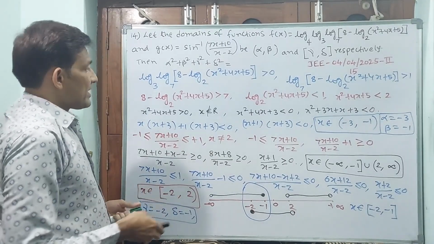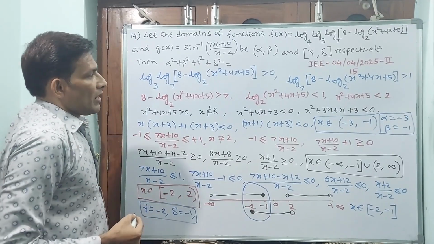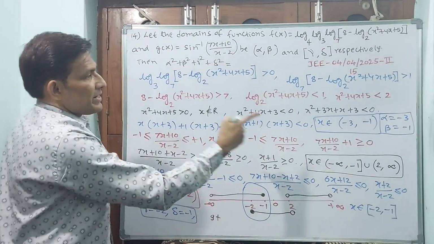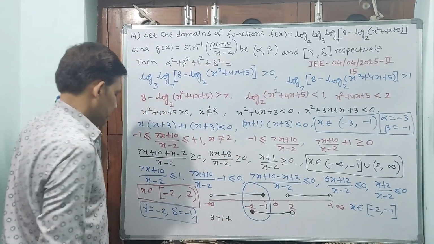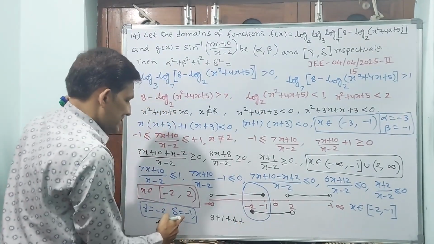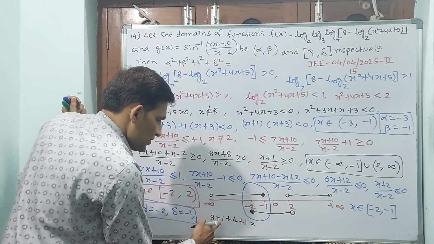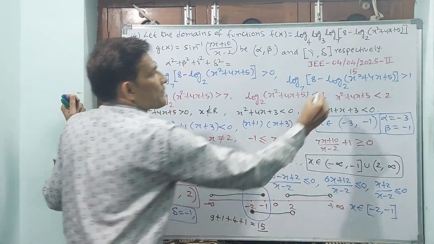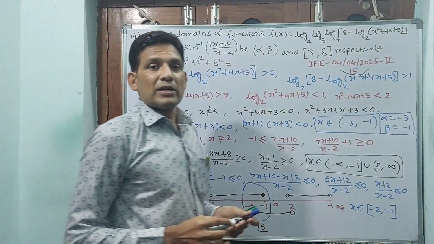If I square and add: alpha square 9, beta square 1, gamma square 4, delta square 1. 10, 14, 15. 15 will be your answer. Okay, now let us go for the next question.